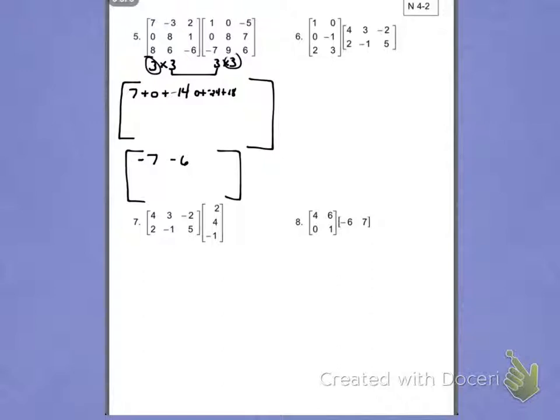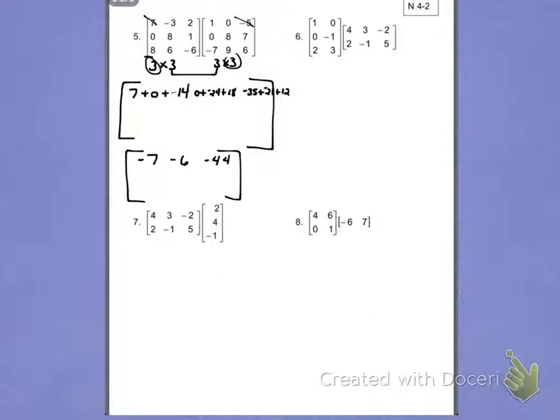Now, first row times last column will put us in our first row, last column spot in our answer matrix. We have 7 times negative 5, which is negative 35, plus negative 3 times 7 is negative 21, plus 2 times 6 is 12. And we add all those together and get negative 44, which goes right there.